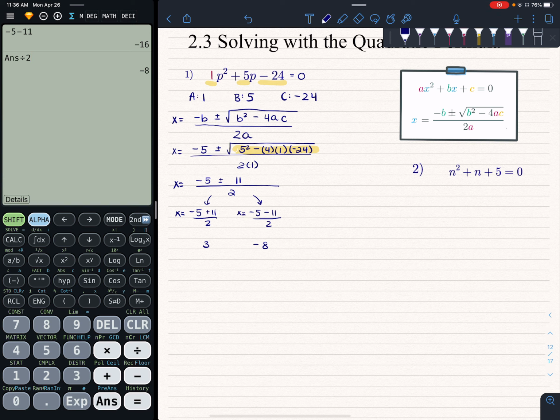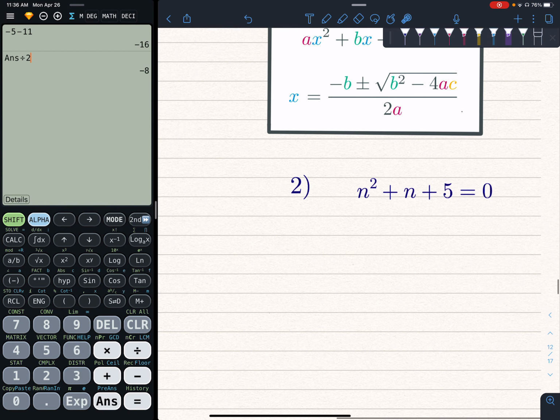So that's what this is everywhere. So these are our solutions: x equals 3, x equals negative 8. And if you had factored this instead and done the factoring method, you would find the exact same solution at the end. You would get x equals 3 and x equals negative 8. Okay, so now we will do this one over here.